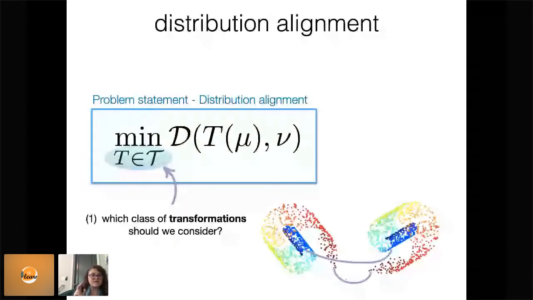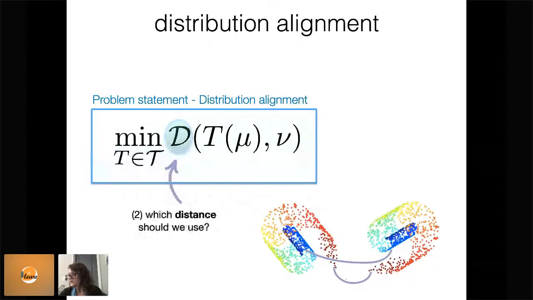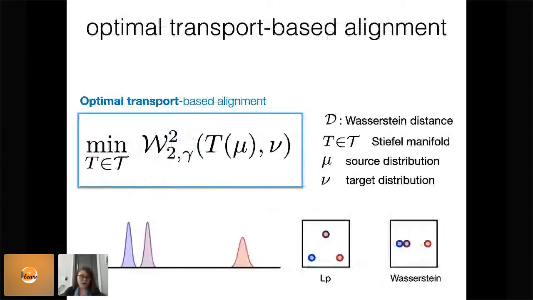So there are two main design variables in this problem that we need to think about. The first is which class of transformations we should consider. Obviously, considering all possible transformations makes this very difficult. In addition to the class of transformations, we're also faced with the question of which distance we should use to form or solve this alignment problem. And so to answer the second question about the distance, we've chosen a distance that comes from the literature on optimal transport. It's called the Wasserstein distance. I'll explain a little more in the application why the Wasserstein distance, or optimal transport distances, are favorable, not just for this problem, but for general transfer learning problems more broadly.